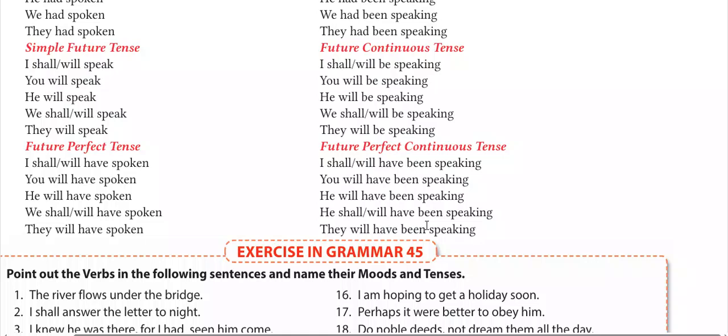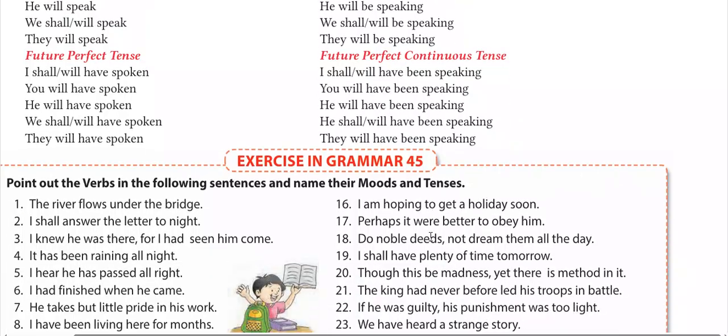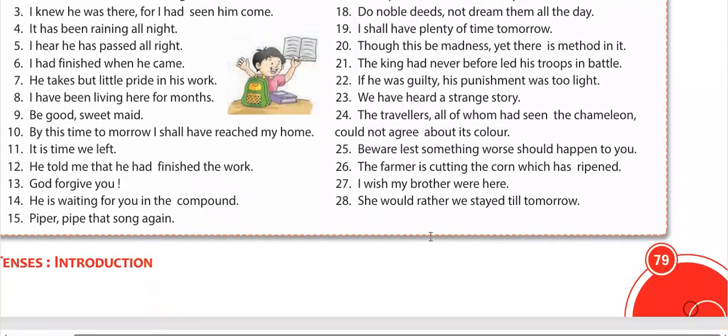Now coming to future perfect tense to future perfect continuous tense: I shall have spoken, I shall have been speaking; you will have spoken, you will have been speaking; he will have spoken, he will have been speaking; they will have spoken, they will have been speaking. So these are our sentences for tenses.